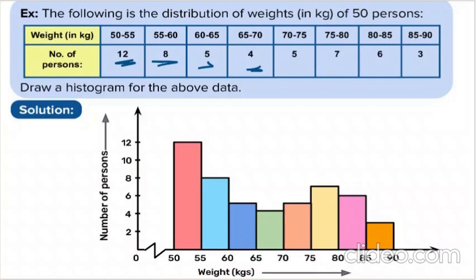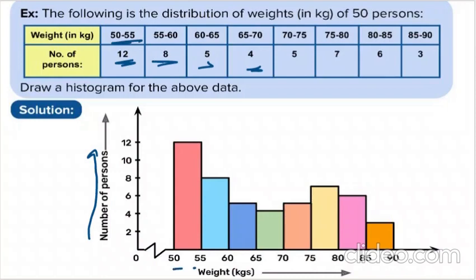Okay. Now, look over here. The thing is 12, 8, 5, 4, 5. You can take the table of 2. 2 का table लिख लिया हमने 12 तक. Number of persons. Y axis पे number of persons. अब weight. Weight we cannot write 50 to 55, 60 to 60. No. It is written in this way, right?